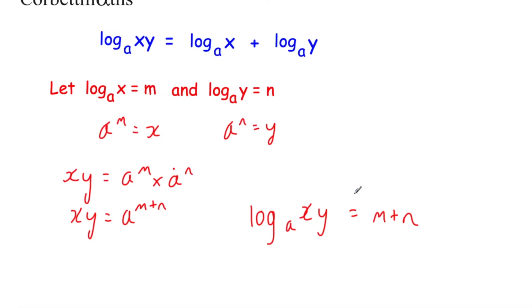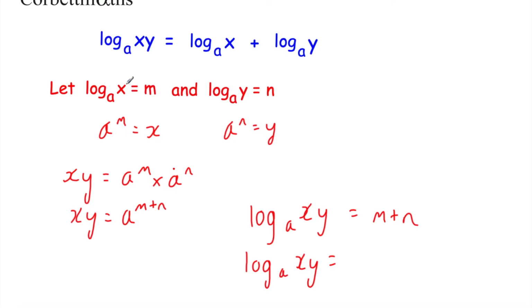So now if you have a look at this, we've got log to base a of xy. Well, if we look at what we're trying to prove, that log to base a of xy is equal to log to base a of x plus log to base a of y, actually, we're almost there. Because if you look here, we've got log to base a of xy is equal to m plus n. But at the very beginning, we let log to base a of x be equal to m.